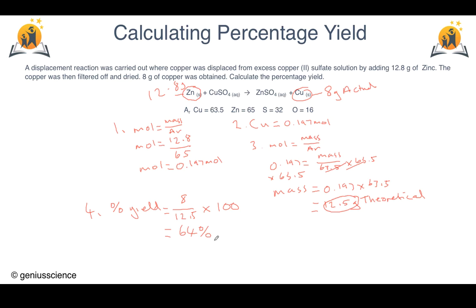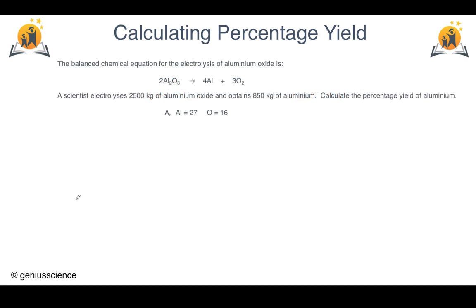Let's now go on and do another example. So here's another slightly harder example. So we've got the balanced chemical equation for the electrolysis of aluminium oxide, and a scientist electrolyzes 2,500 kilos of aluminium oxide and obtains 850 kilograms of aluminium, and we need to calculate the percentage yield of aluminium.